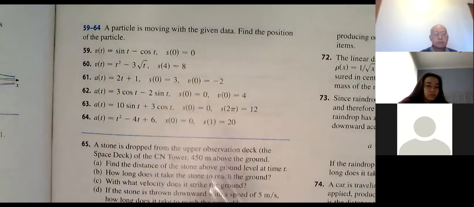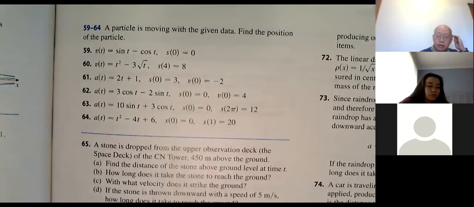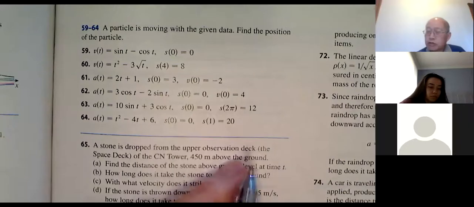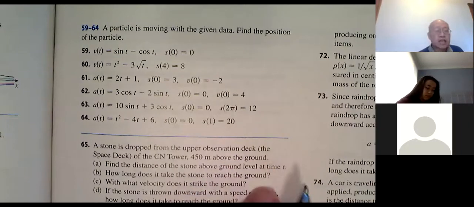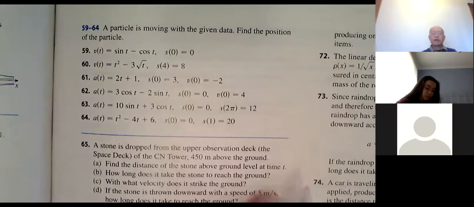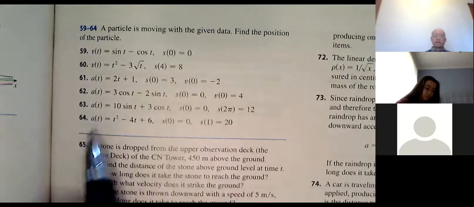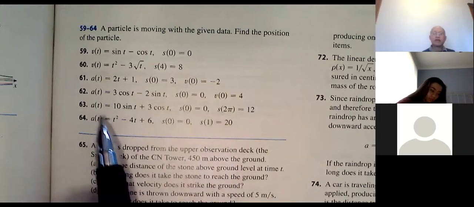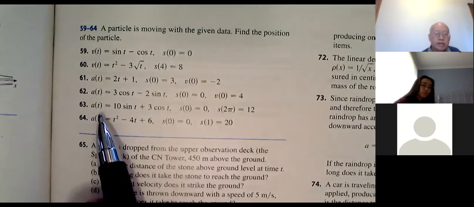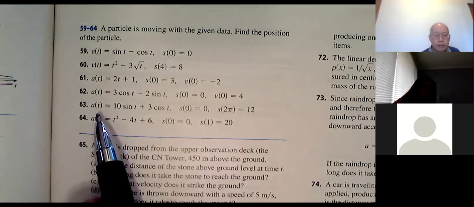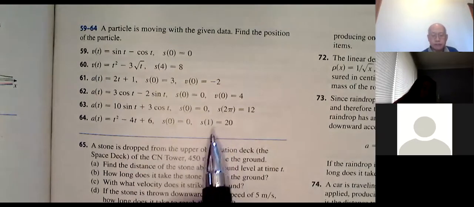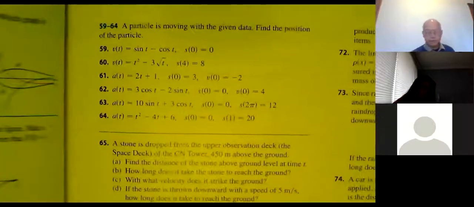Okay, so a particle is moving with the given data, find the position of the particle. So notice what happened before, right? Before, okay, here's the distance function. Find the velocity. Oh yeah, first derivative, right? Find the acceleration, second derivative. Now it's the other way around. Here's the velocity, or here's the acceleration. What's the original function, right? So if you start off at the acceleration level, take one integral, one antiderivative. I'm at the velocity. Integrate again, then you're at the distance function. Okay, so that's what's happening.